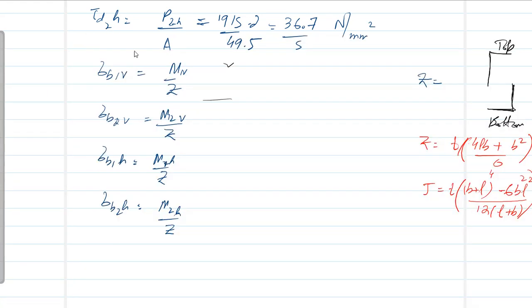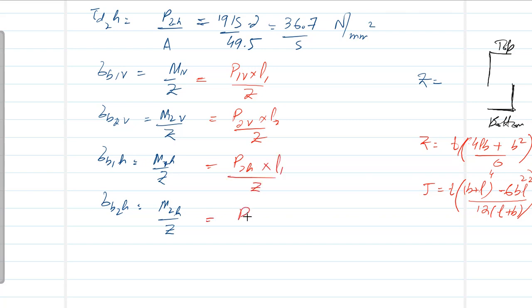Clear? In case, because we have to find the torsional shear stress, that's why I'm using it. Okay. Now, finding these values, M1B. M1B is P1B into L1 divided by Z. This is P2B into L2 divided by Z. This is P2H into L1 divided by Z. This is P2H into L2 divided by Z.